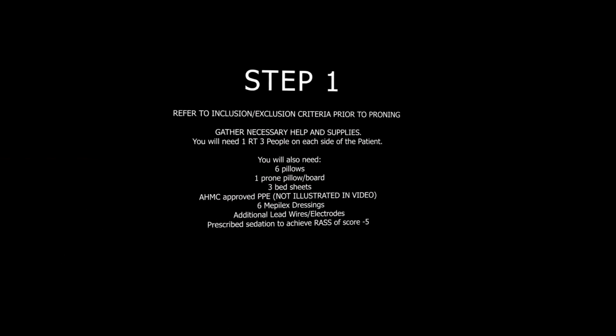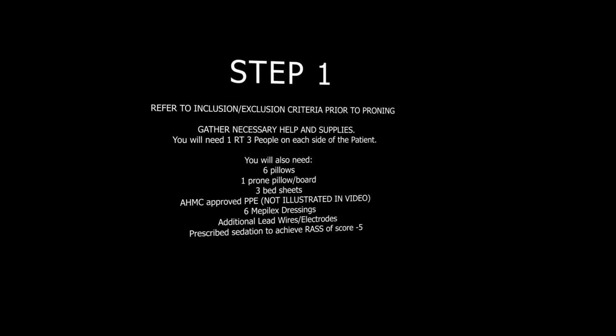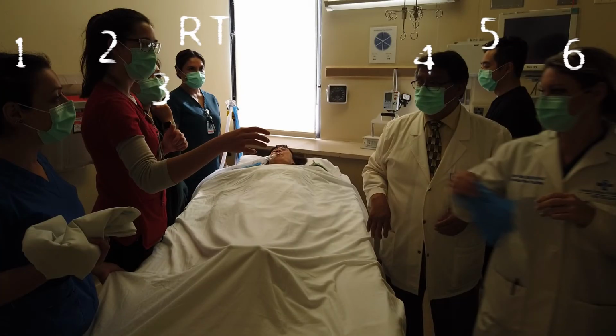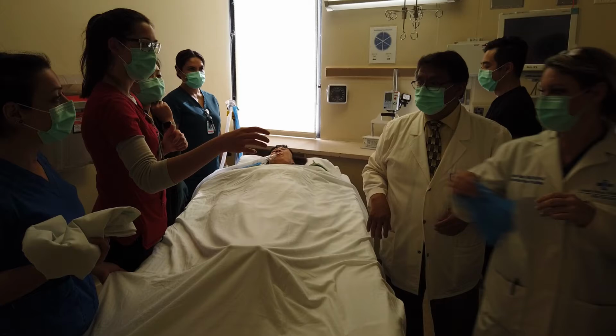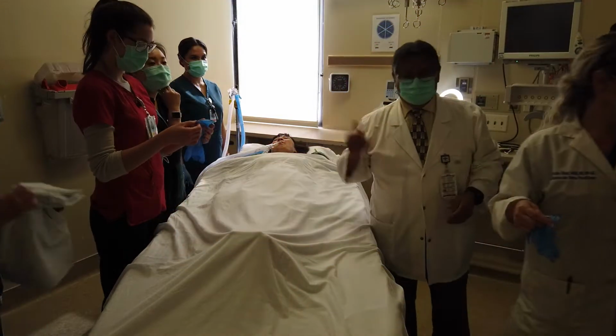Step 1. Please refer to inclusion and exclusion criteria prior to proning. Gather necessary help and supplies. Apply Mepilex on proper location as illustrated. For manual proning, you need a RT on head of bed, 3 turners on the left, and 3 turners on the right. Ensure everybody in the room is wearing Anaheim Regional approved PPE prior to this maneuver.